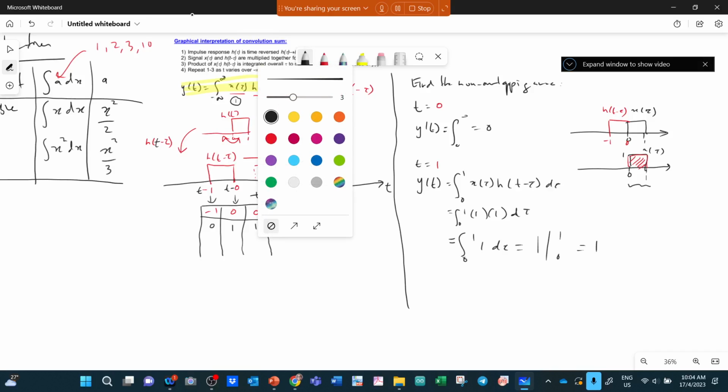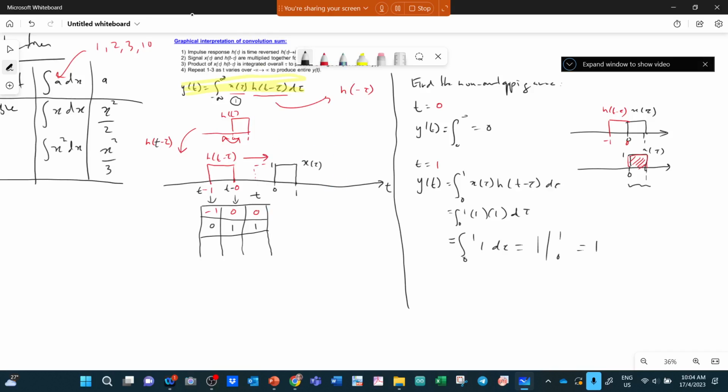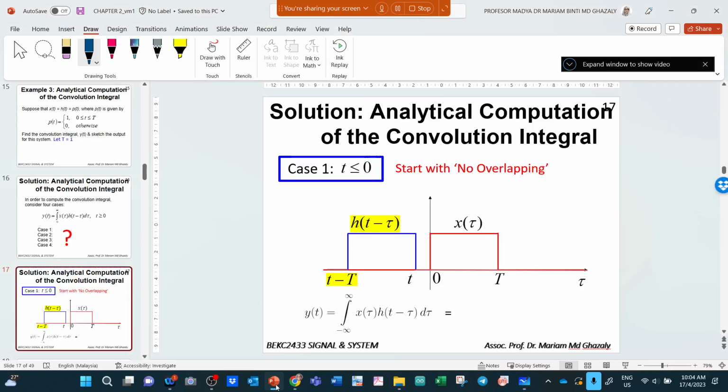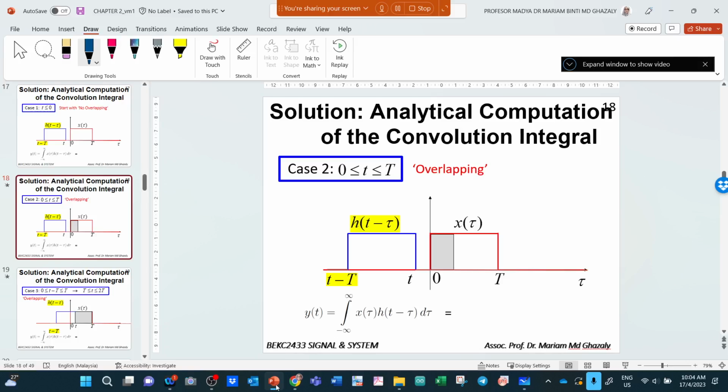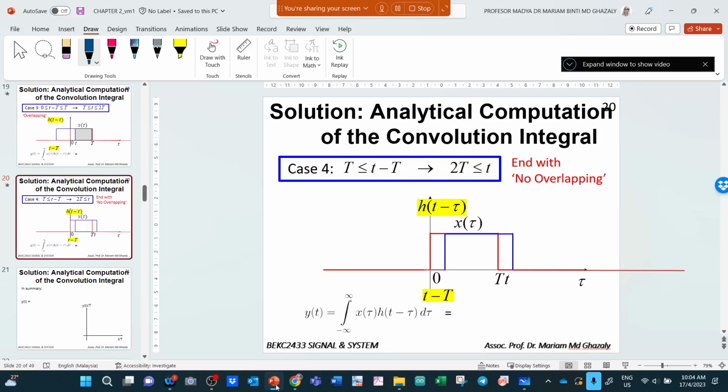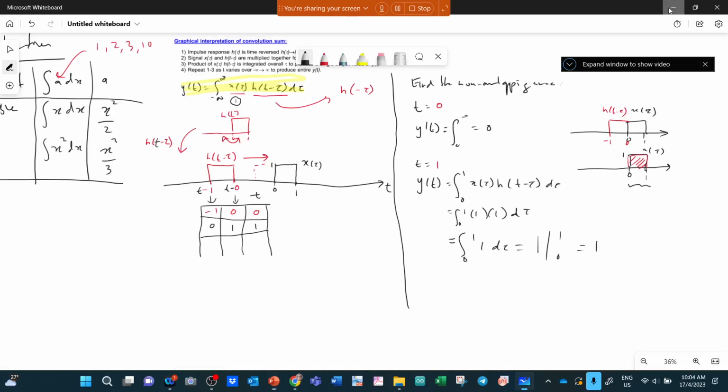Okay. So next is we check until, if you look at this, you need to shift it until it's not overlapping anymore. So last step will be until it's not overlapping. Okay. So t equal to 2, 2 minus 0, 2, 2 minus 1, 1. Okay. So plot this. So you get t equal to 2. Just to confirm, I draw it out again.